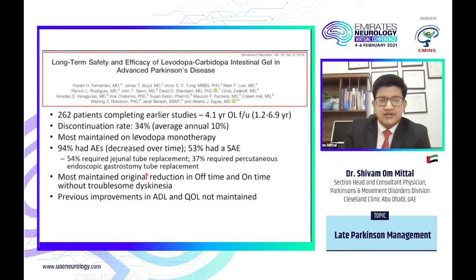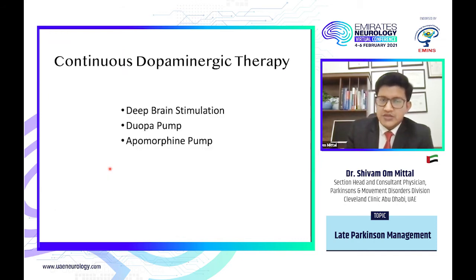And this is another slide where they've summarized, and we can see 54% required jejunal tube replacement. That's also a big thing for the Duopa pump. Now coming to the third option, which is the apomorphine pump.